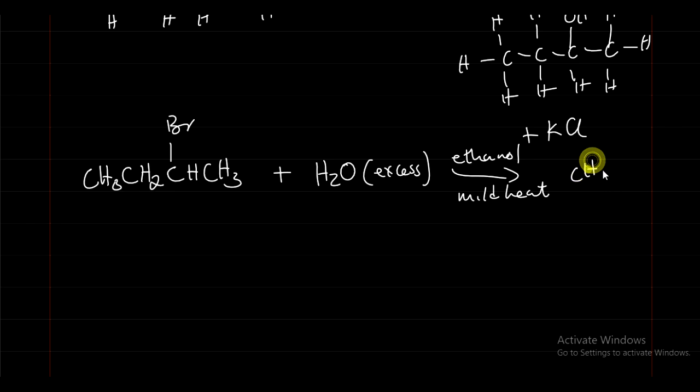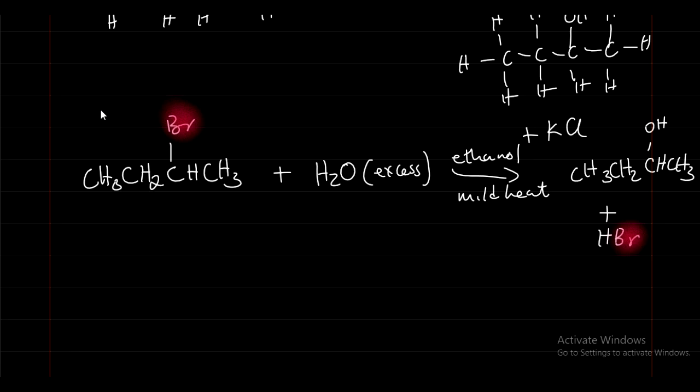Now our product will be CH2, CH3, CH2, C, and then we're going to have OH there, and then CH3. All right, so plus HBr. You see, there's our Br there. So that's all there is to it, guys, with the substitution.